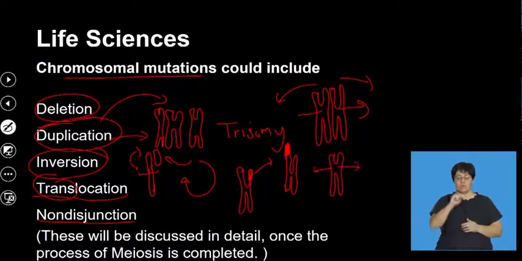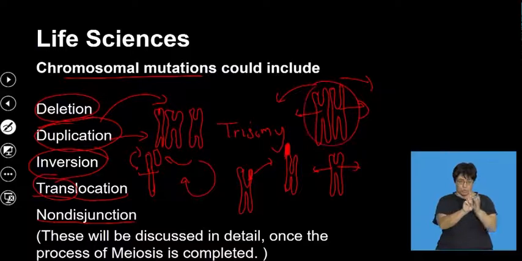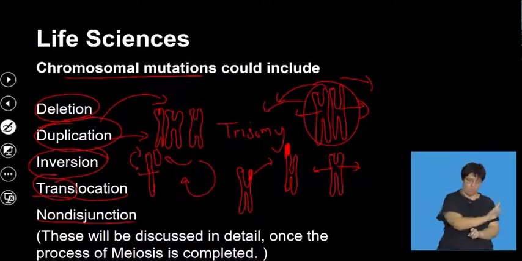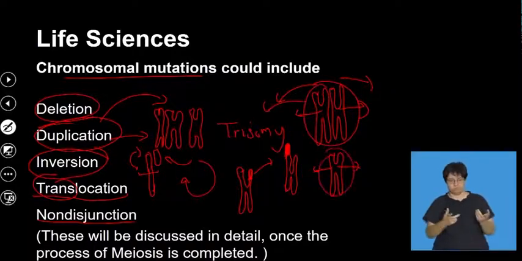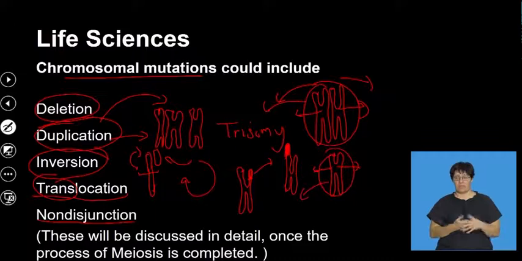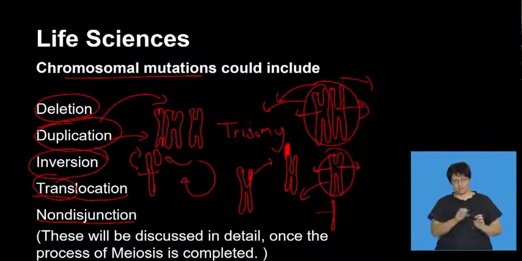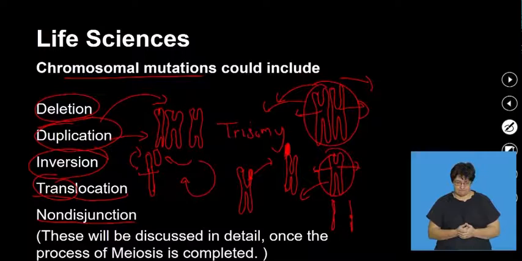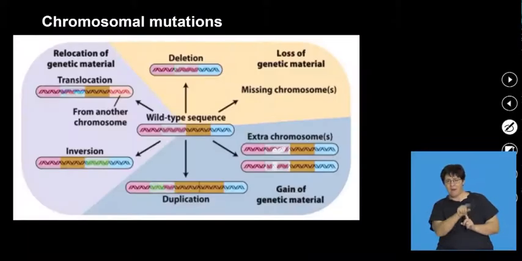However, the term non-disjunction refers to when an entire pair of chromosomes is pulled to the one pole, or when an entire chromosome is pulled to the one pole, as opposed to splitting up into chromatids and being pulled to the opposite ends. So we refer to that as non-disjunction. And we do recognize that this process creates chromosomal mutation.